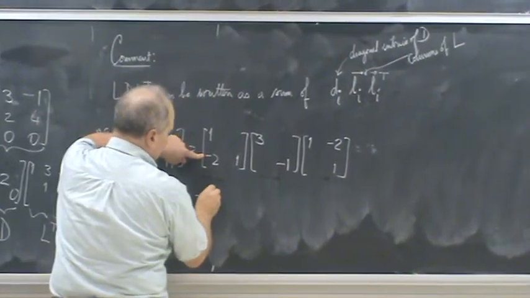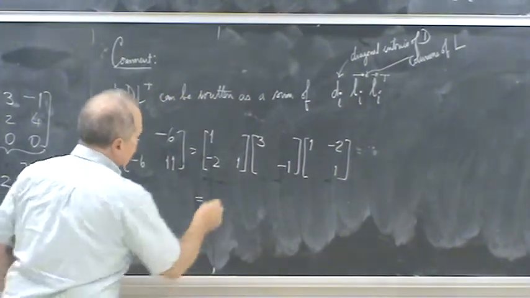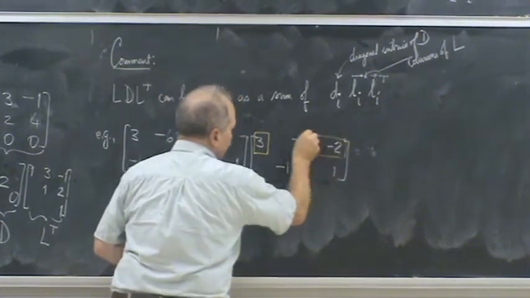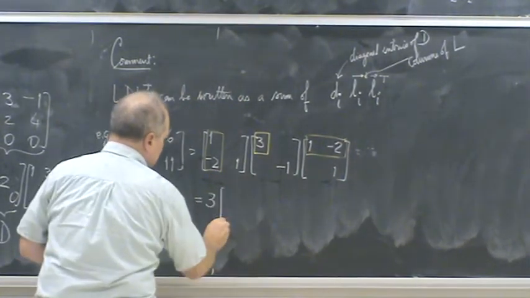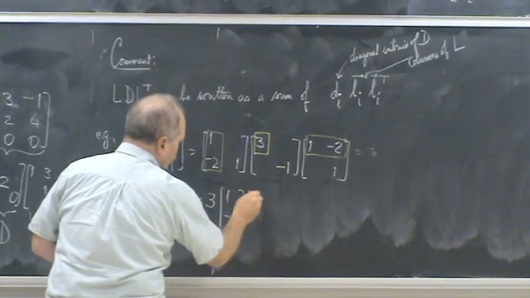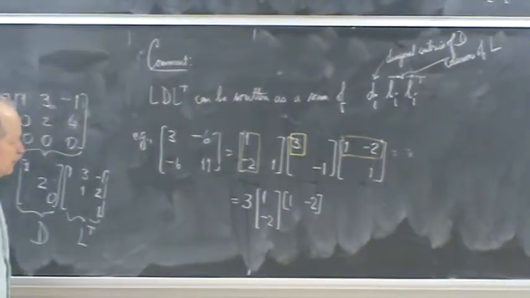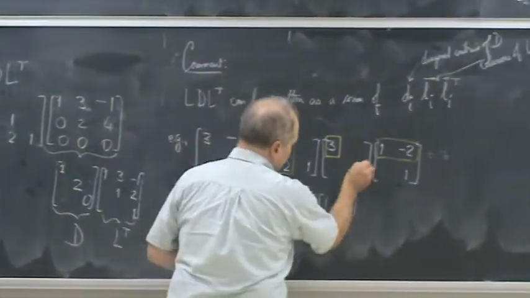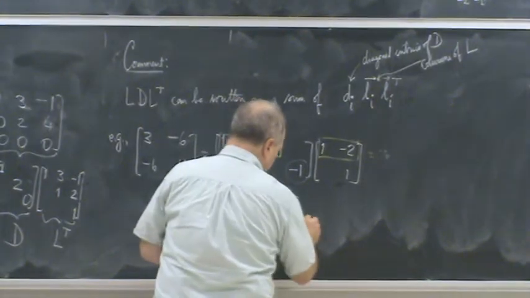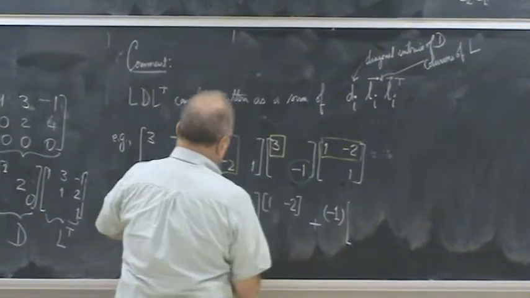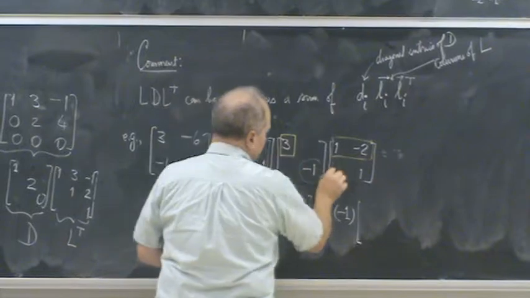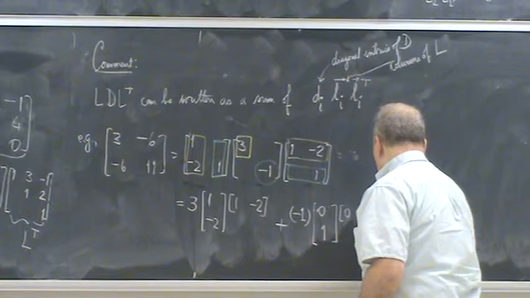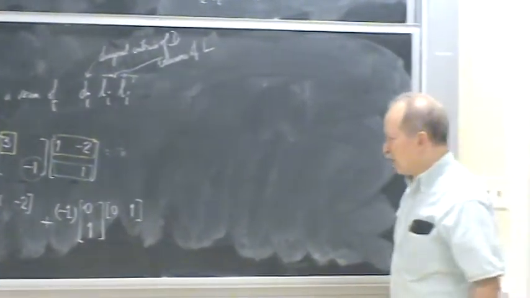This is the same thing as taking this number times this column, this row. So 3 times 1, -2, 1, -2 transpose. Plus this number times the second column times its transpose. Well, let's check it out.